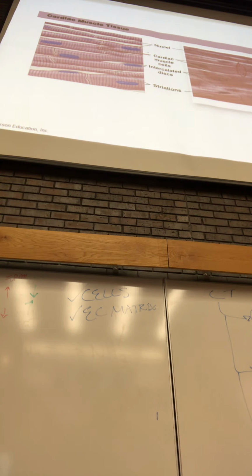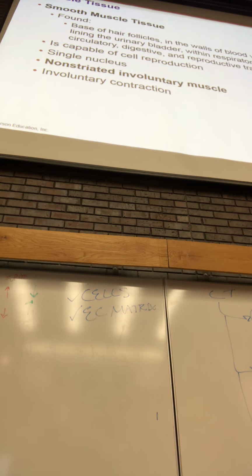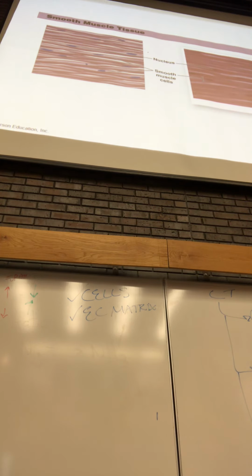Involuntary, also striped. And then finally, smooth muscle looks like this, not striped. These cells are shaped like spindles where the ends taper down to a point. Single nucleus. This looks to me a lot like dense, regular connective tissue. The difference is these nuclei are actually inside the cell. This is a cell and this is a nucleus inside the cell.